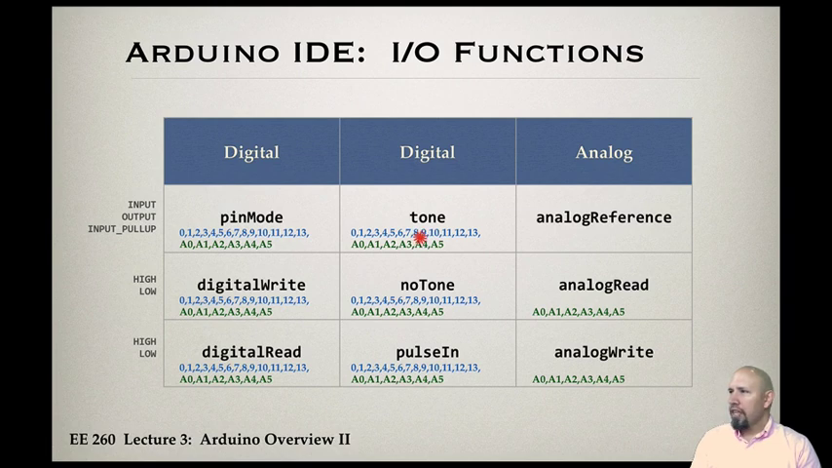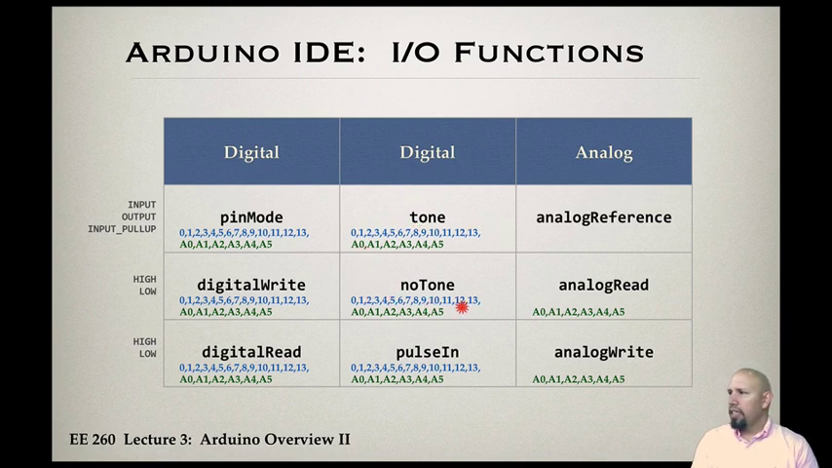Tone. The tone function can be used with any digital pin or any analog pin. Basically, what you set is the tone. You can give it a frequency, which corresponds to a pitch, and it will generate a square wave with 50% duty cycle at that frequency. So you can think of this function as a square wave generator, where you can determine the frequency of that square wave. And again, you can put it on any of these signals.